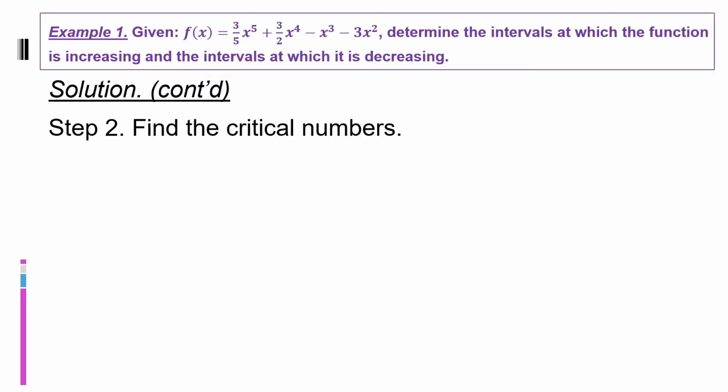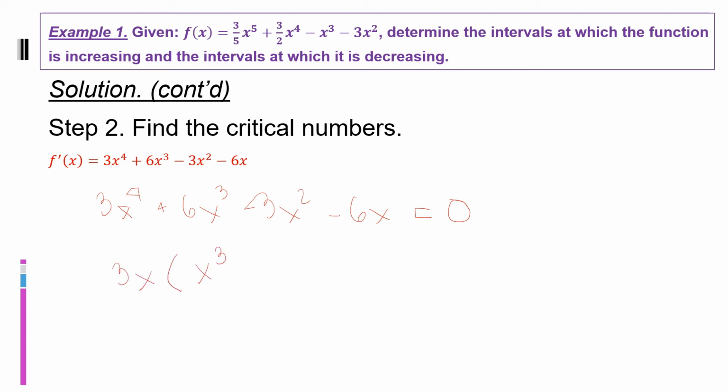Now, next is, let's find the critical values. Sabi ko nga kanina, yung f prime of x natin, yun yung gagamitin natin to find the critical values. So, titignan lang natin saan magzi-zero itong f prime of x natin. So, we equate 3x raised to 4 plus 6x cubed minus 3x squared minus 6x to 0. And if we factor that out, syempre pwede nating ilabas si 3x. Maiwan si x cubed plus 2x squared minus x minus 2.